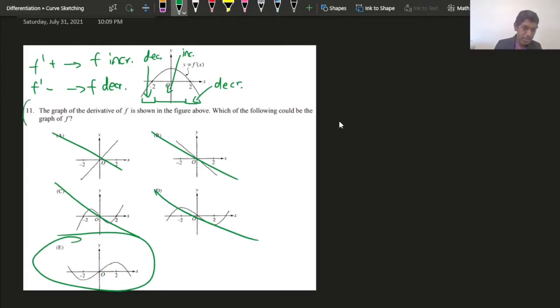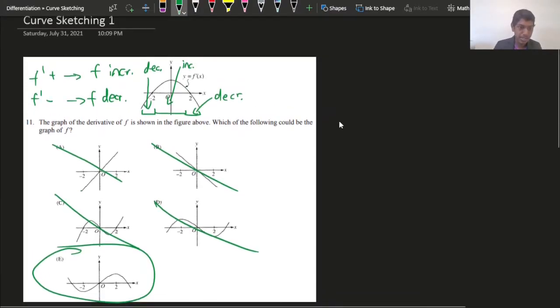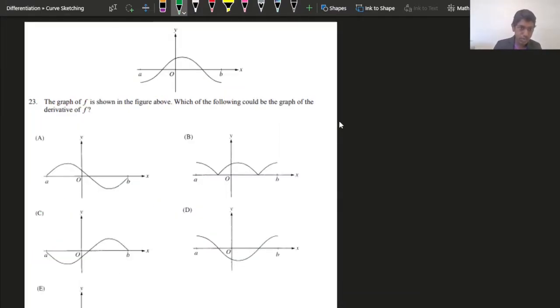So yeah, the answer to this question will be E. Okay, this is our final question that we'll be looking at in this video. And it's sort of the other way around. So now we're going from F to F prime. So all of these are choices for F prime.